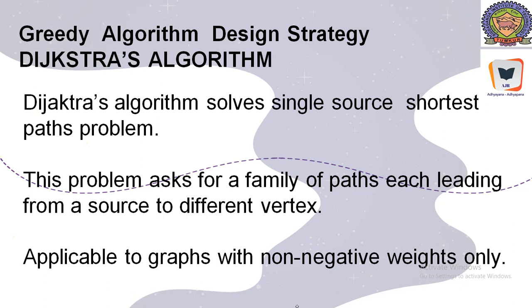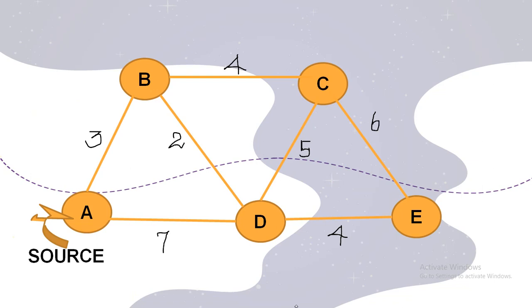It is applicable to graphs with non-negative weights only, and it is applicable to directed graphs as well as undirected graphs. But needless to say, the graph should be a weighted, connected graph. We will take an example to illustrate how exactly Dijkstra's algorithm works. The algorithm will choose the source first, and this is the best known algorithm for this problem, which is why it is called Dijkstra's algorithm.